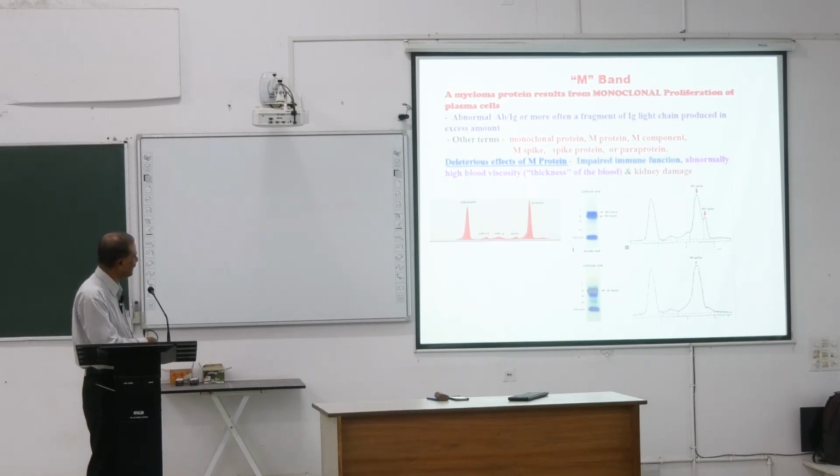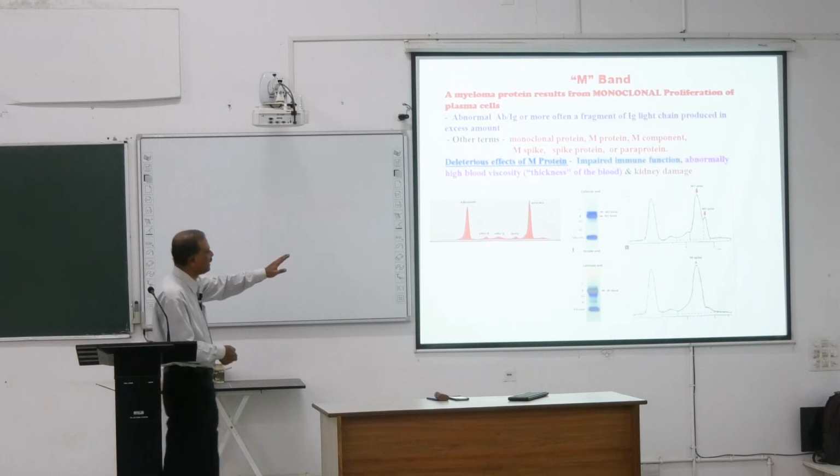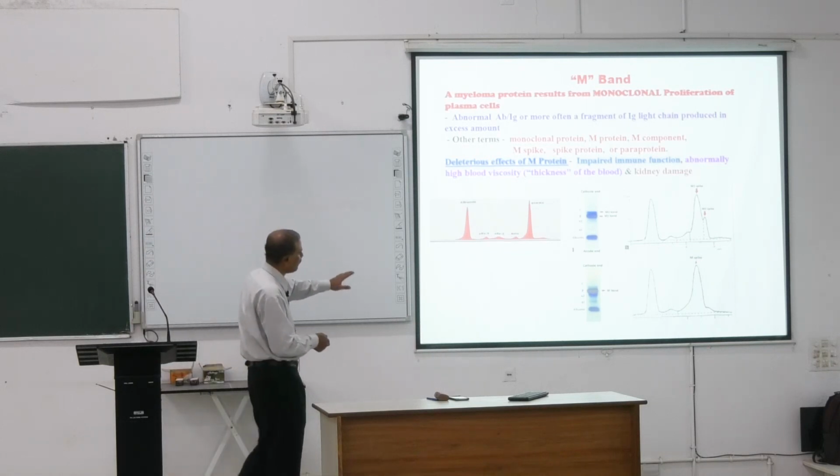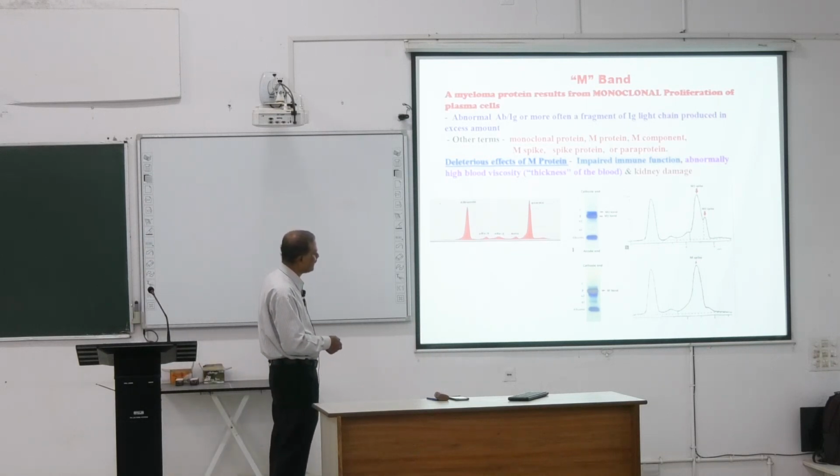So you can see the peak. If you make a densitometric scanning, can you see the peak here which I have shown? So you must remember that this staining or this particular band in this region is apart from the albumin region.